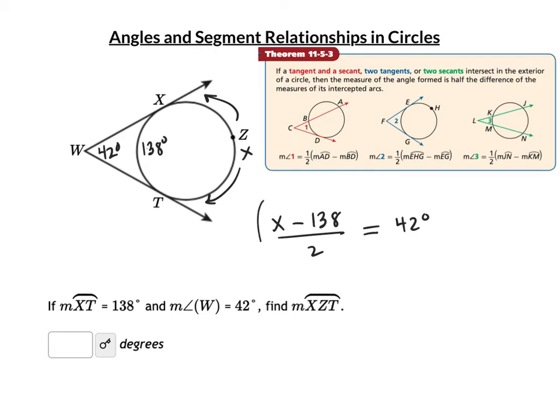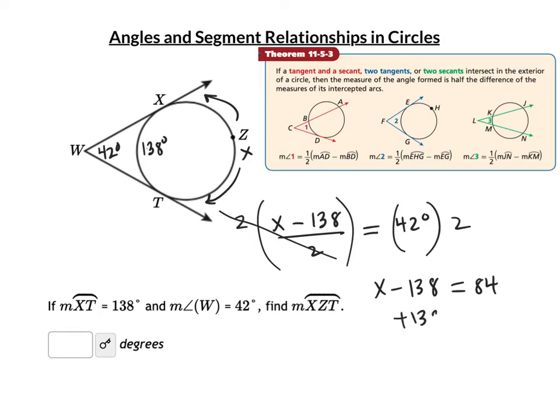If I was solving this, the first thing I would do is multiply both sides by 2. That will allow me to cancel those 2's. X minus 138 equals 84, and we'll add 138 to both sides, and x will equal 222 degrees.